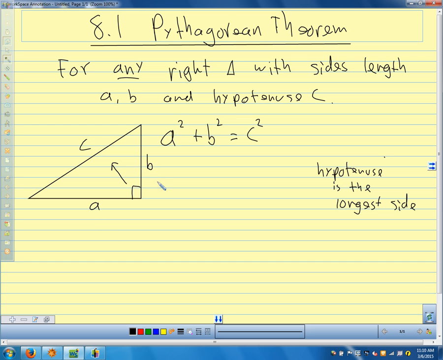And the other two sides, it doesn't matter which one we call A and which one we call B. We can switch those around, but the hypotenuse always has to be the longest side, so A squared plus B squared equals C squared. It's called the Pythagorean Theorem.